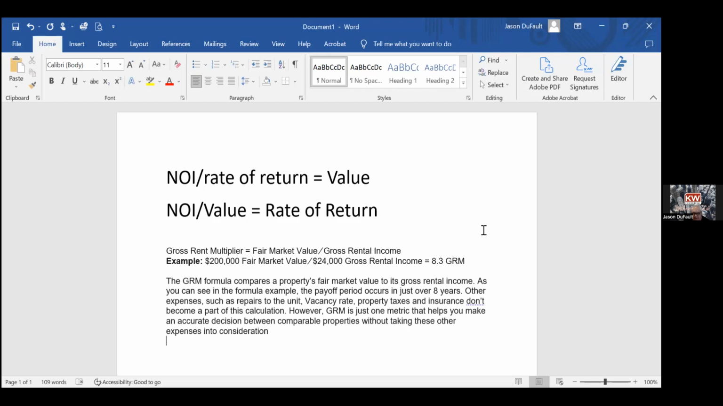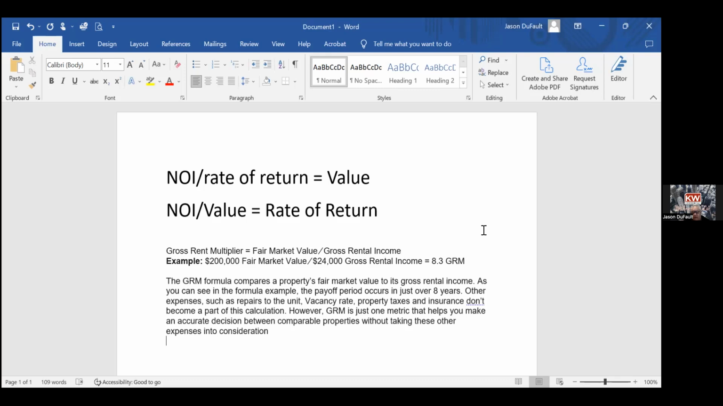But like I told you, I like buts. But this is a little bit more about data trending as an analytic screening for the actual unit itself. Let me just show you how that works. So the gross rent multiplier is equal to the fair market value divided by the gross rental income.